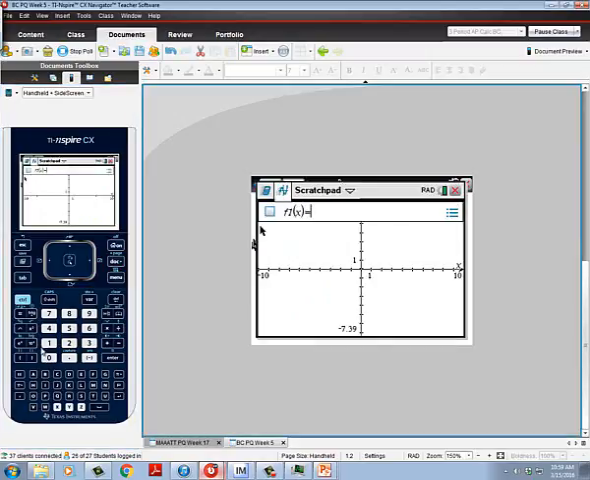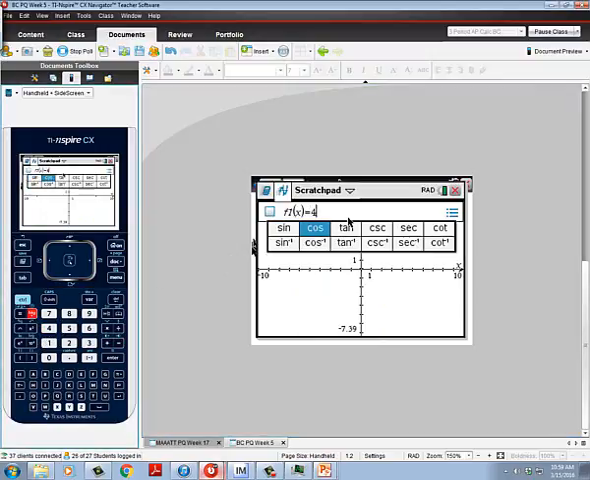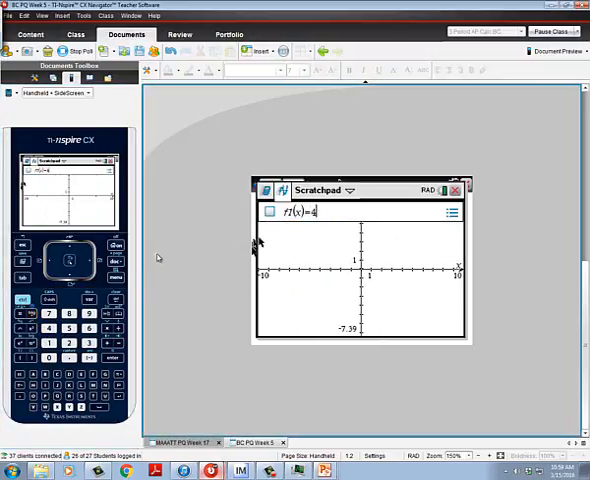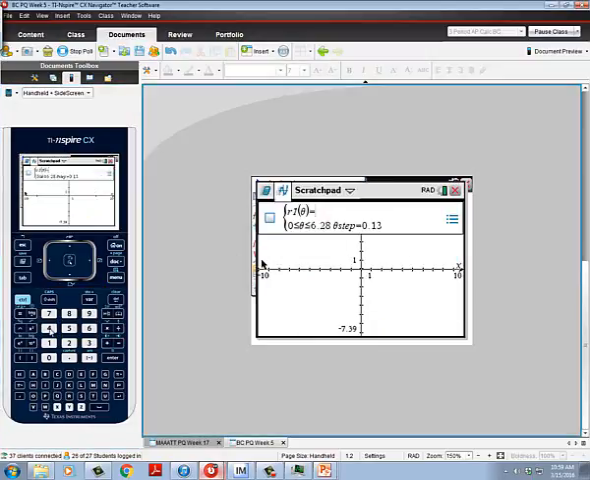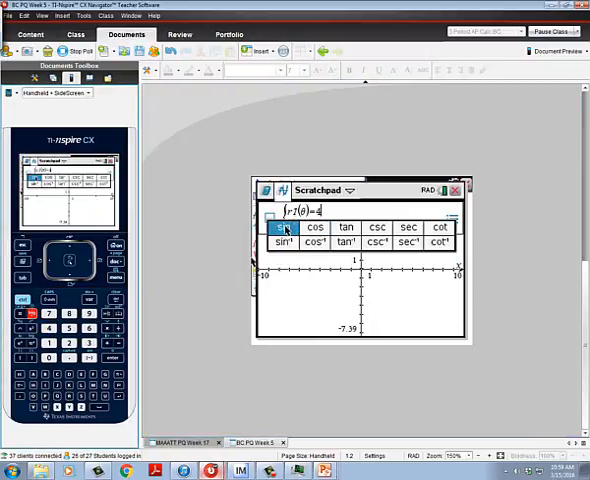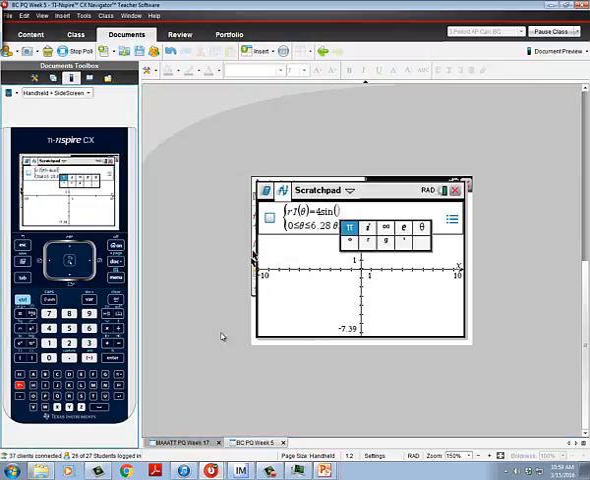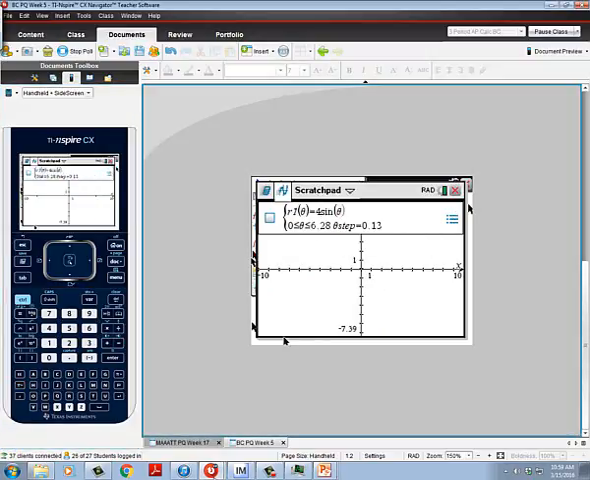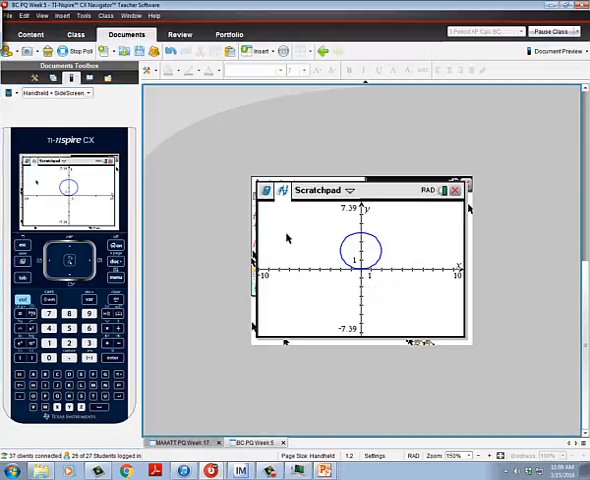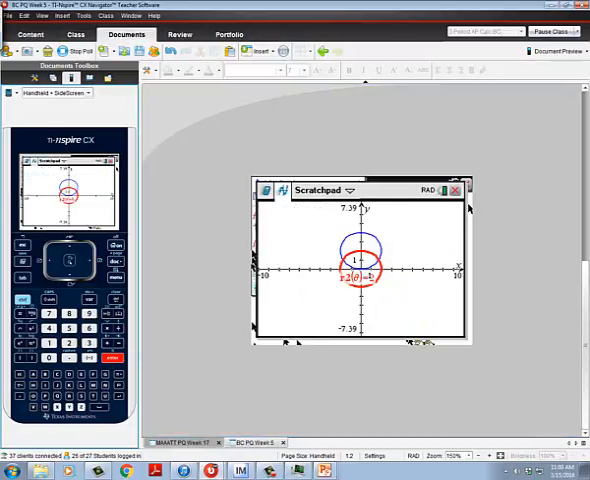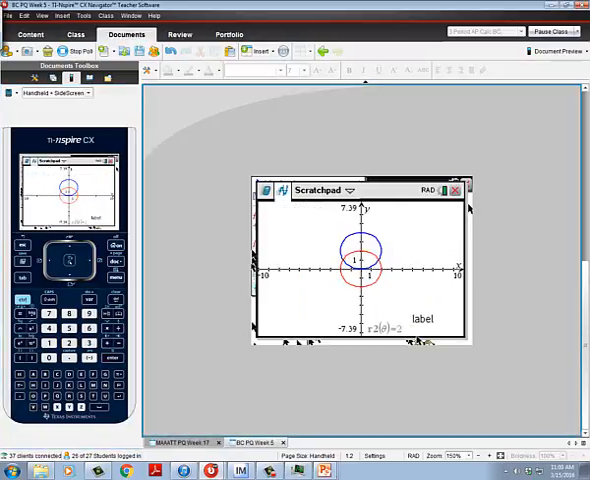All right, 4 sine theta. Oh, I'm not in the right thing, am I? Polar. 4 sine theta. All right, and then the other one was 2. All right, so there's our picture.